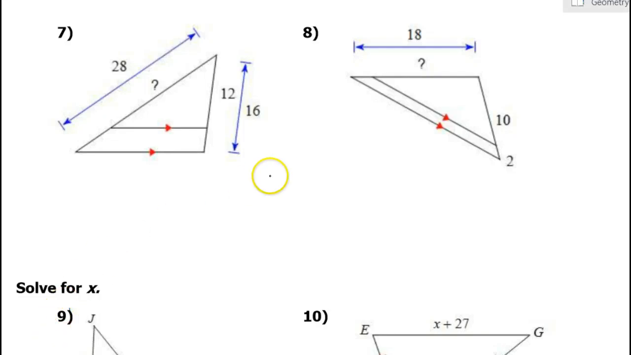In this video, we will continue using the properties of similar triangles to find unknown sides or angles. This is part 2 of the video. We've already done problems 1 through 6. So if you have not seen part 1, go back and watch that first.